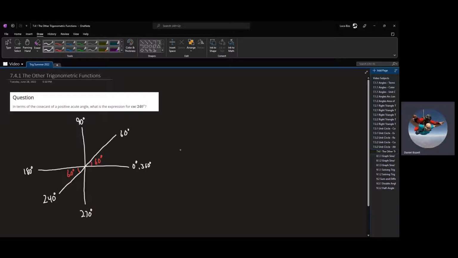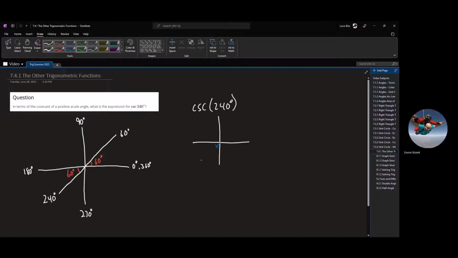Now that we know what the reference angle is for angle 240 degrees, let's think about how this works for a second. So we've got cosecant of 240 degrees, and if we draw that, the angle is telling us to point at 240, and the fact that this is positive is telling us to walk in the direction we're facing.